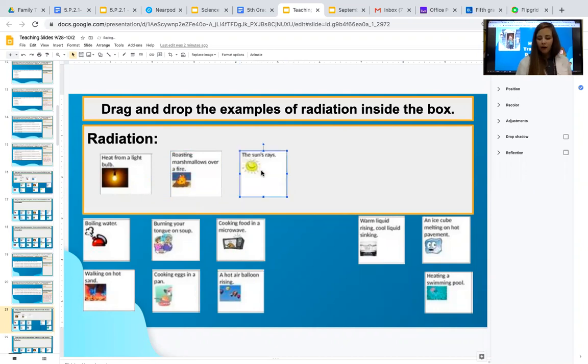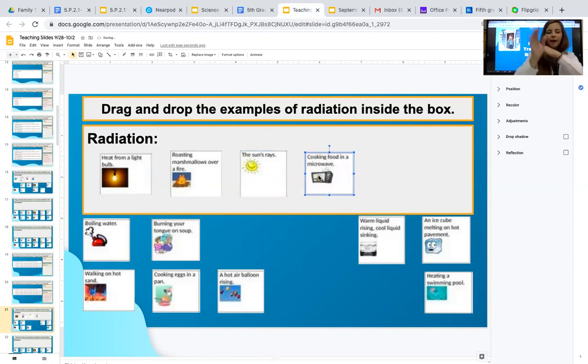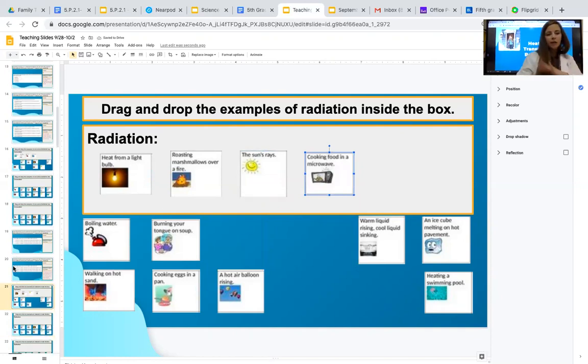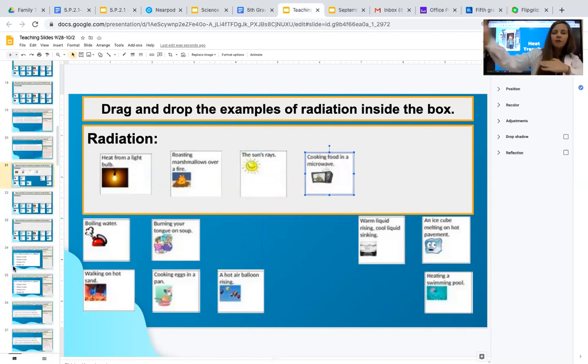Excellent job. All right, randomly, who's going to find the last example? Laylan. What is our last example of radiation? Heat transferred through waves or rays? I think cooking food in a microwave. Yeah, girl, there it is. Heating food in a microwave. That's right. Radiation. Heating things in rays or waves.